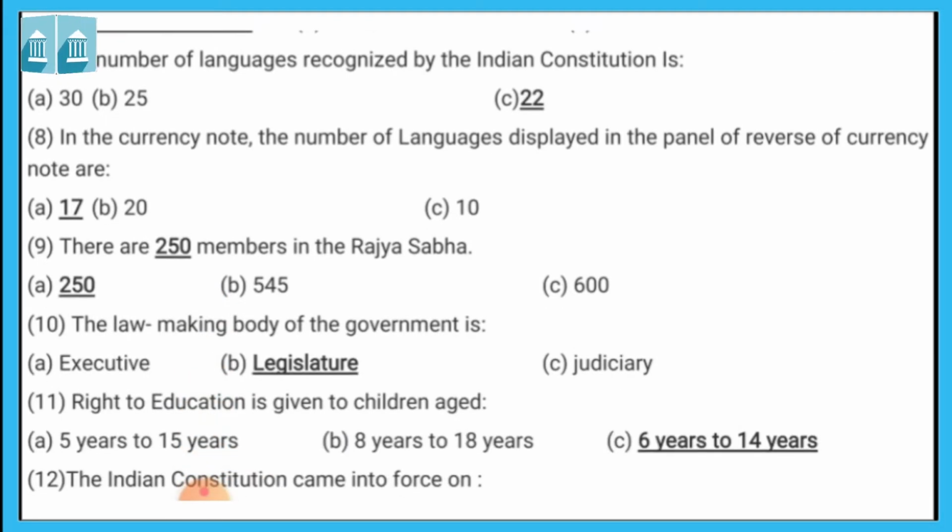Ninth, there are dash members in Rajya Sabha. How many members are there in Rajya Sabha? 250 members, and Lok Sabha has 545 members. Rajya Sabha and Lok Sabha are the two houses of our parliament. There are 250 members in Rajya Sabha, and Lok Sabha's members are 545.